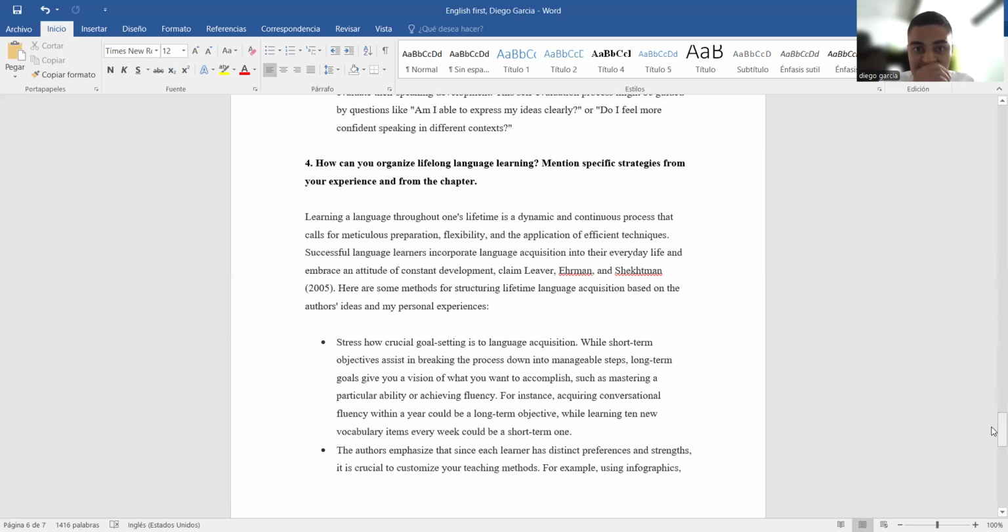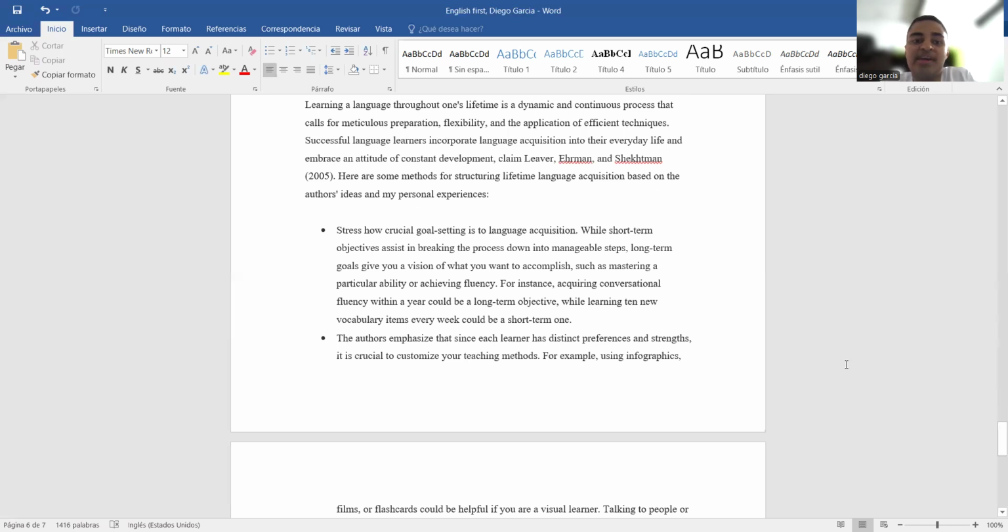How can you organize lifelong language learning? Mention specific strategies from your experience and from the chapter. First of all, they stress how crucial goal setting is to language acquisition. While short-term objectives assist in breaking the process down into manageable steps, long-term goals give you a vision of what you want to accomplish, such as mastering a particular ability or achieving fluency.